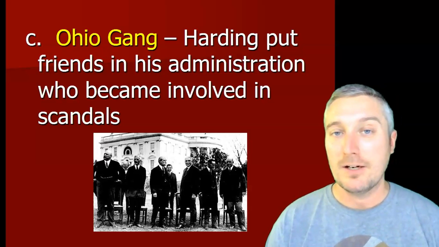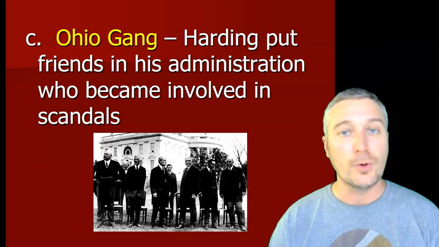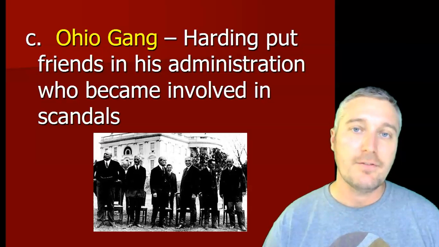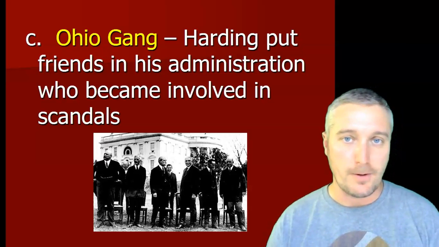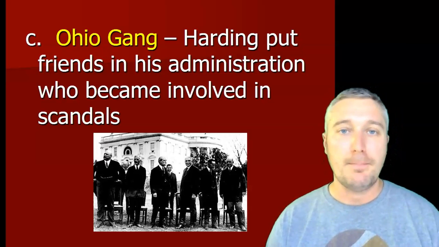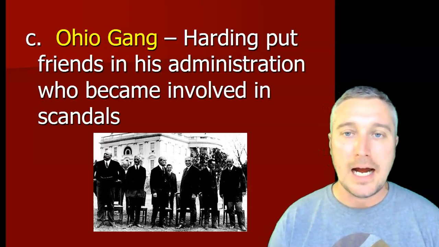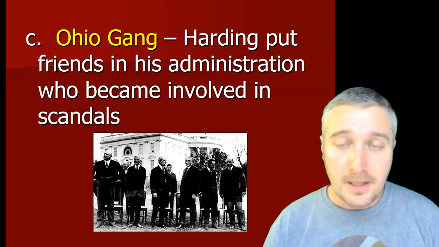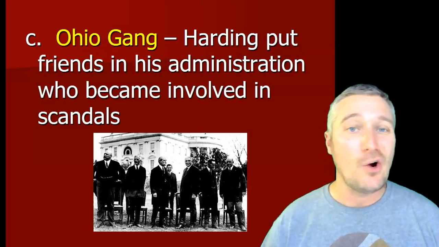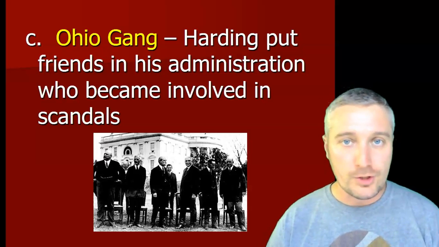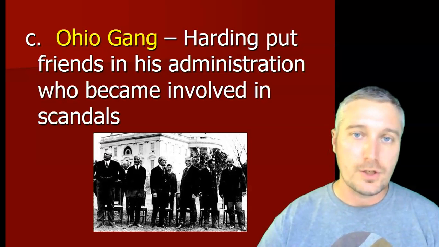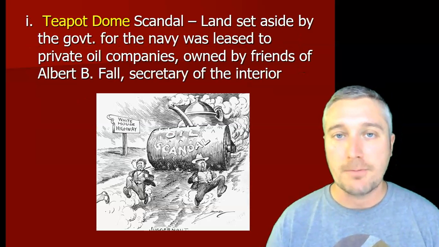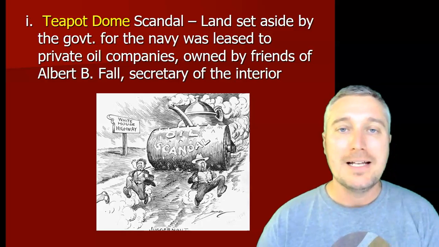But that's where it ended for Harding's crew, because Harding was still adhering to that old spoils system. And he had hooked up a lot of his buddies from Ohio with high-ranking jobs in the government, and they were corrupt. They became known as the Ohio Gang, and one of the worst scandals in American history took place under Harding's administration, called the Teapot Dome scandal.